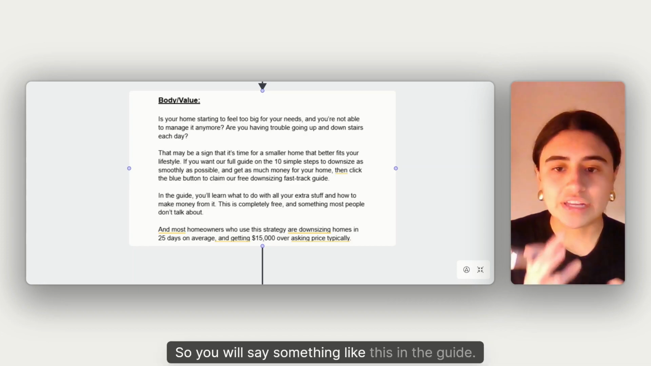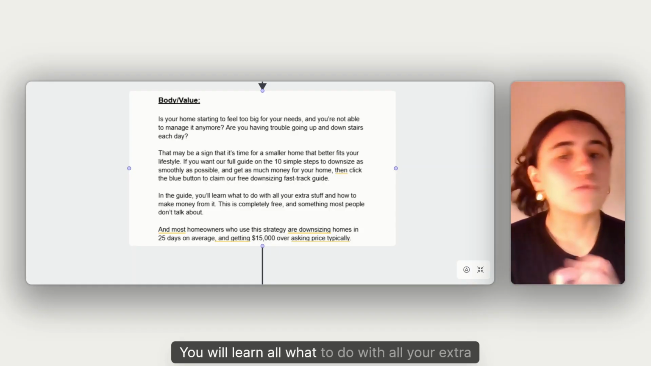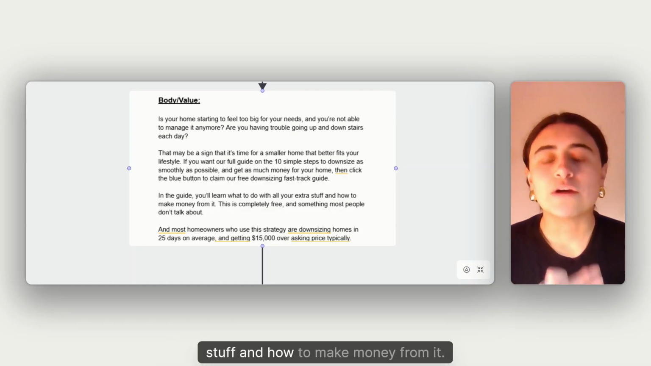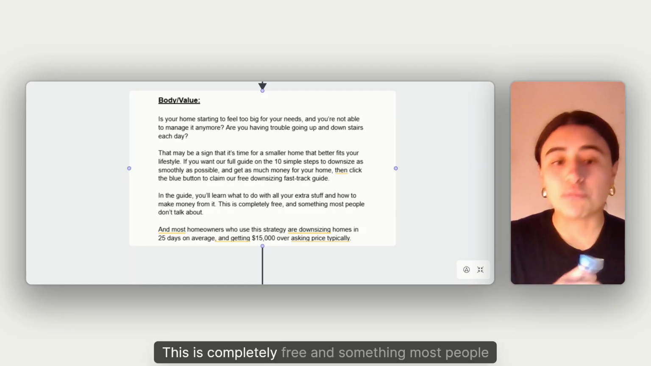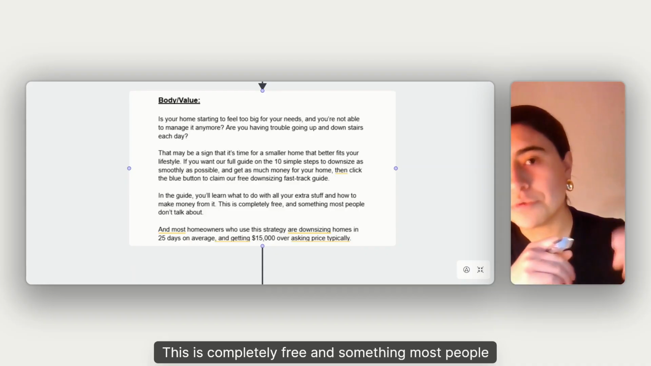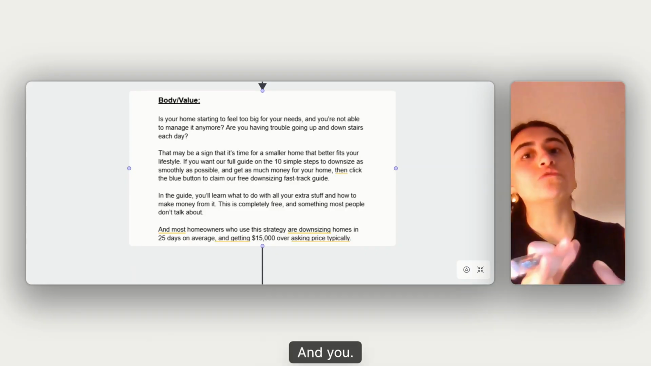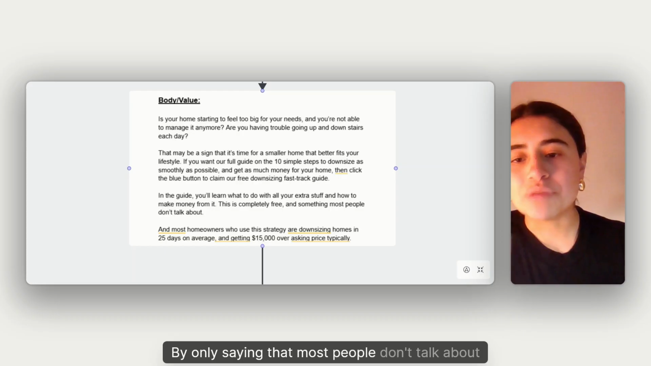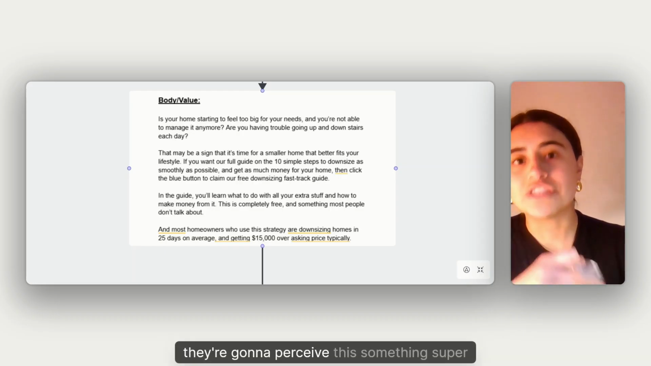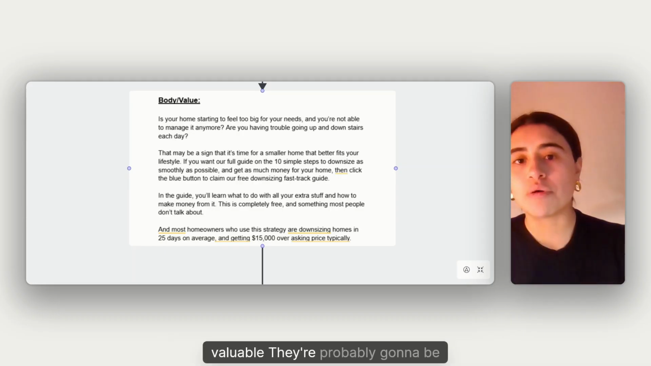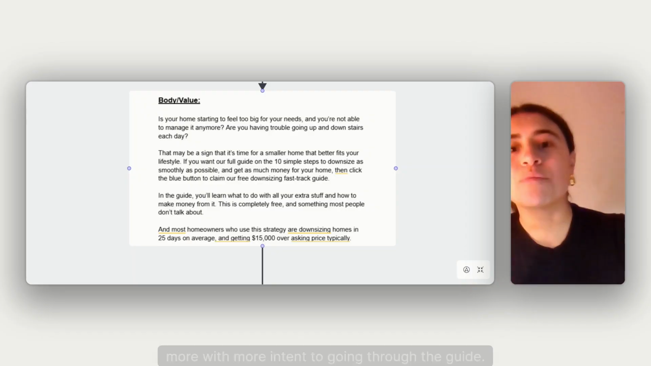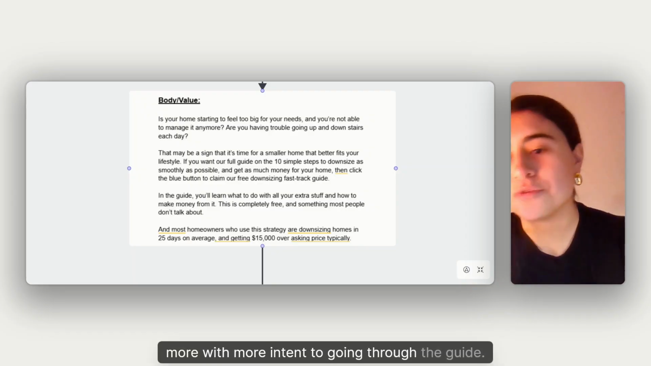So you will say something like this: In the guide, you will learn what to do with all your extra stuff and how to make money from it. This is completely free and something most people don't talk about. And by only saying that most people don't talk about this, they're going to perceive it as something super valuable. They're probably going to have more intent to go through the guide.